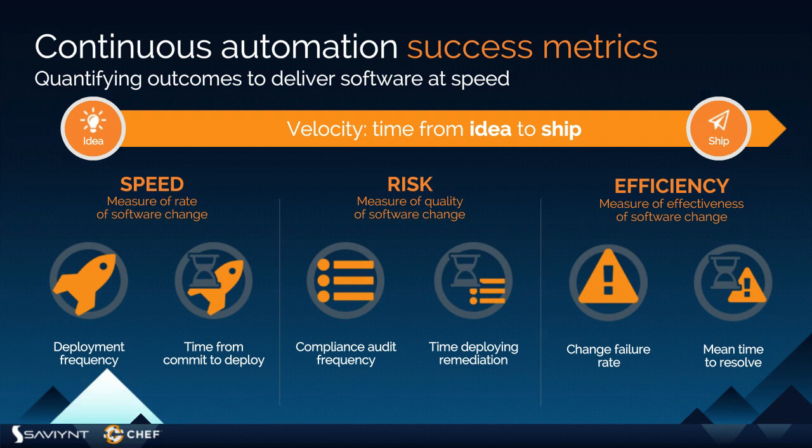And so ultimately, what drives that velocity is being able to increase the speed of change and the efficiency of making those changes, so we spend less time reworking mistakes, all without increasing risk. Because if we are simply driving toward a metric of increased speed, we have the potential to severely impact our risk posture.